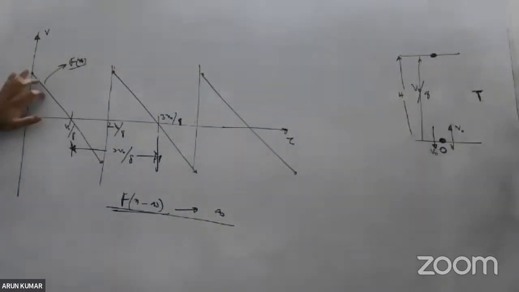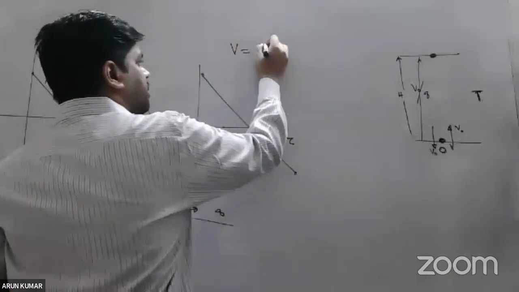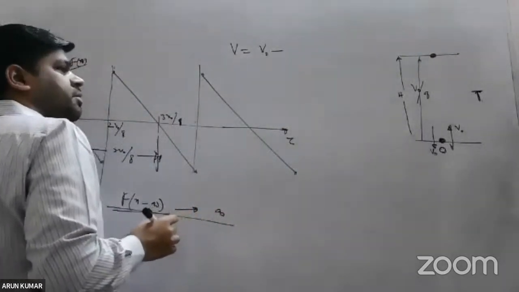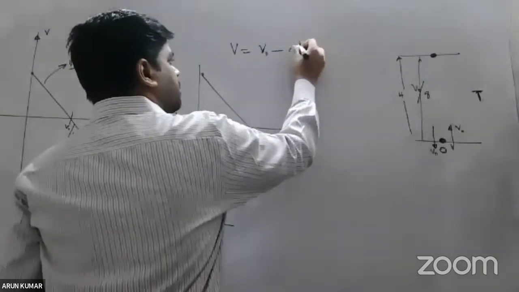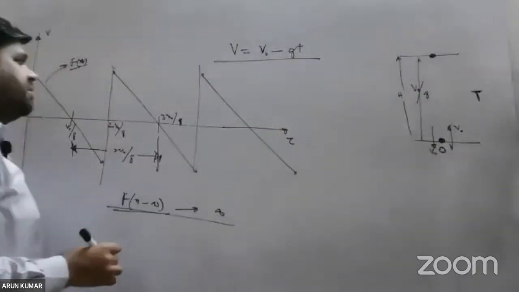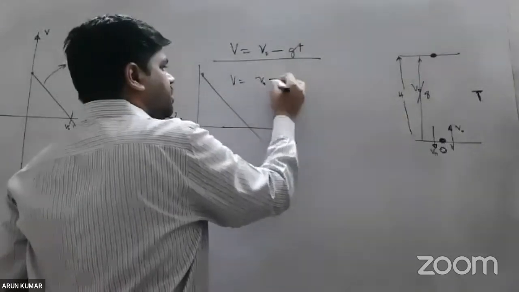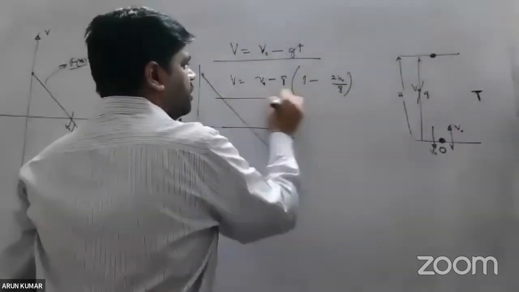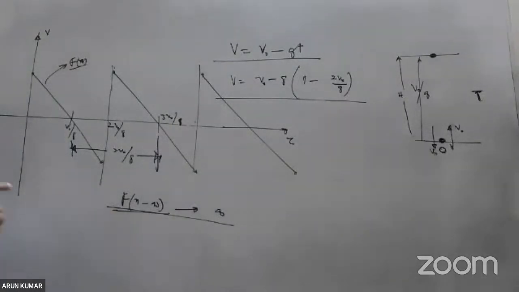What is the equation of this line? Slope intercept form can be used, otherwise from the motion we can get it. V is equal to u plus at. What is the equation of that line, students? V naught minus gt. Right. So V is equal to V naught minus gt is the equation of this line. So equation of this line would be V is equal to V naught minus g into t minus 2 V naught by g. That's the equation of this line. This is after first bounce.